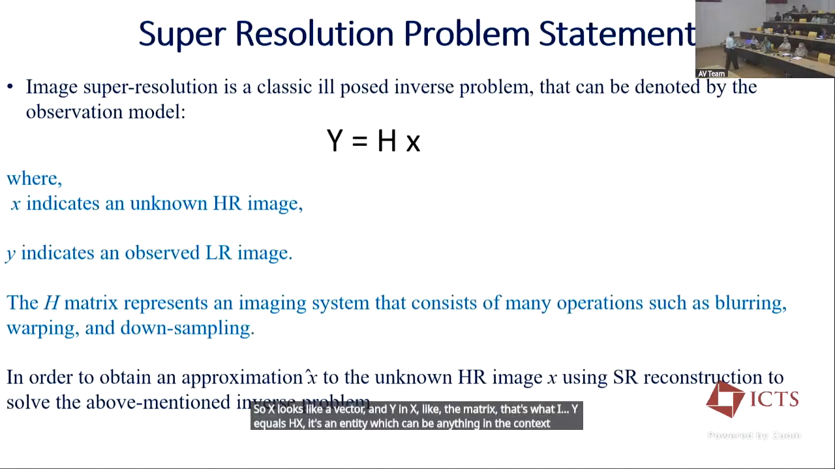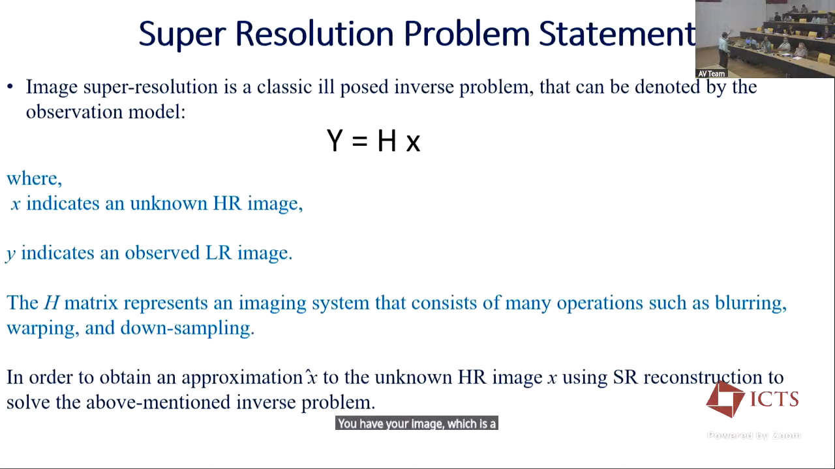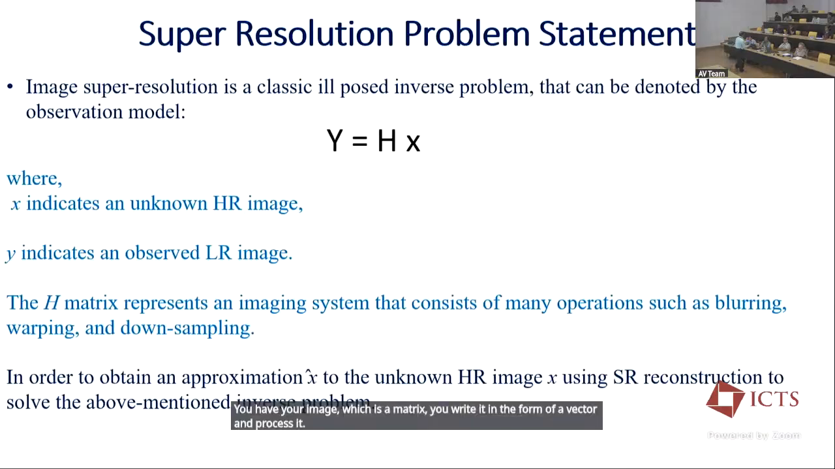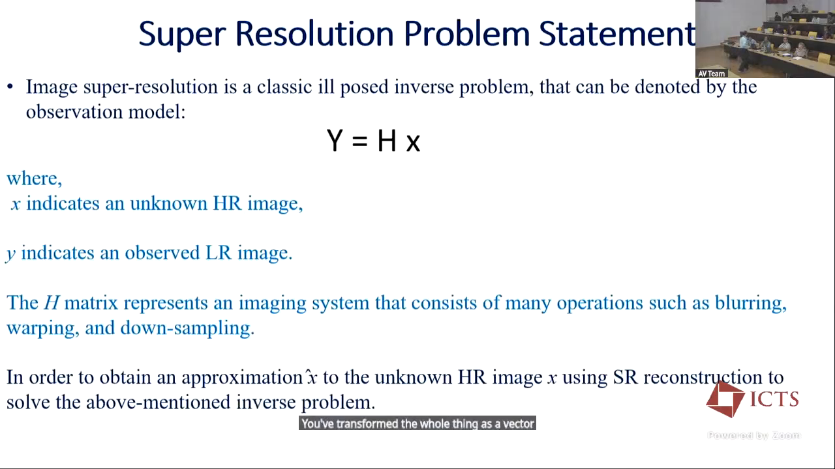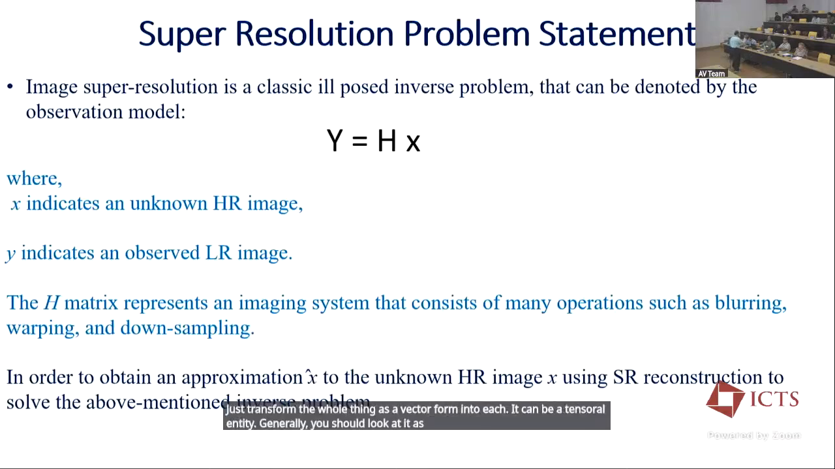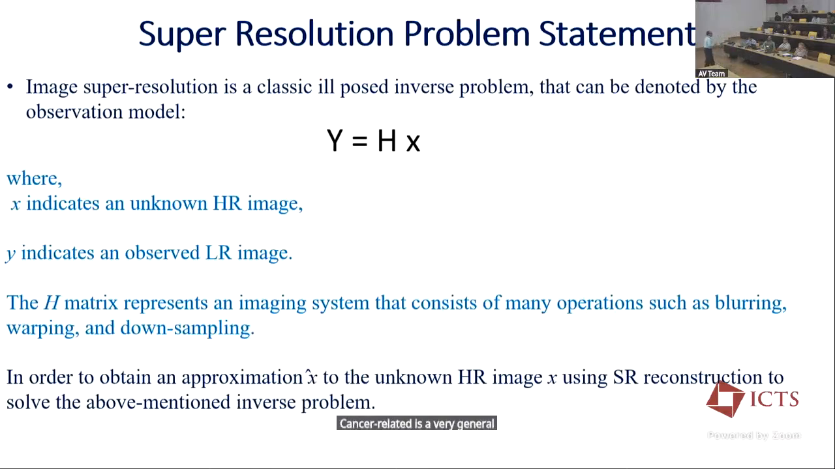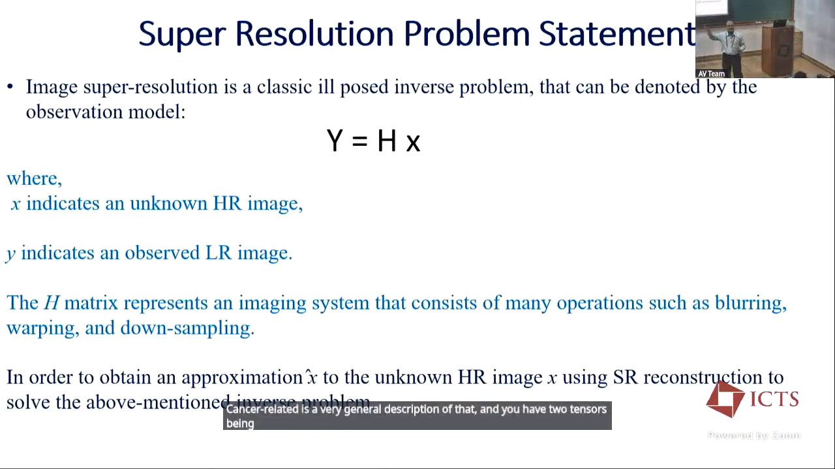If you want to look at it as a vector, you have your image, which is a matrix, you write it in the form of a vector and process it. You transform the whole thing into vector form. So it can be a tensorial entity. Generally, you should look at it as a tensorial entity, which is a very general description. You have two tensors being connected, and H is a tensorial operation.